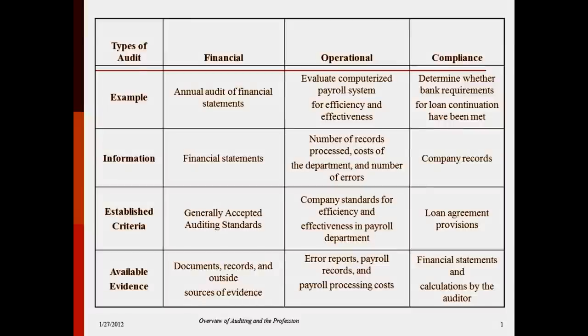So GAAP, just to be clear, guides the rules for recording economic transactions. GAAP guides the rules for auditing the assertions and those transactions that management has recorded in the financial statements. So GAAP guides the auditor's behavior, GAAP guides management's behavior, or guides the financial statements.